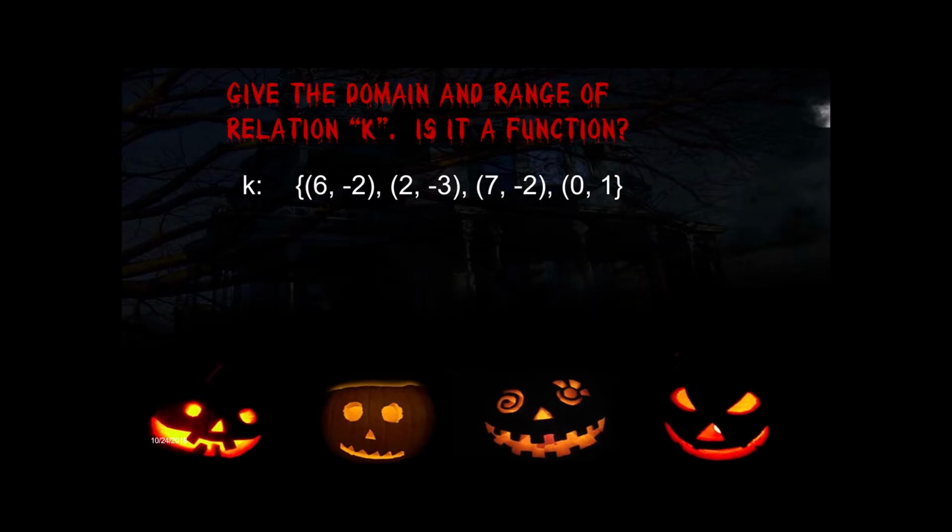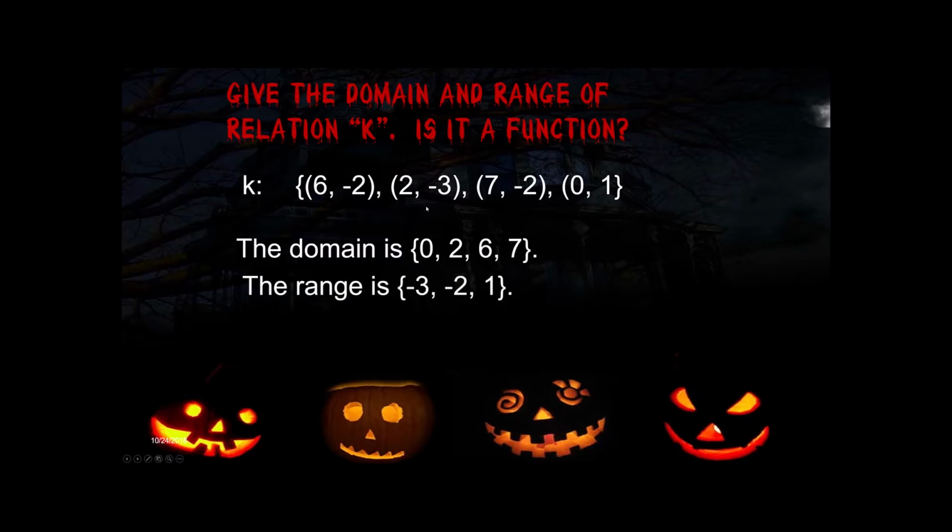I'd suggest taking a second and pausing the video and trying this with relation K. See if you can find the domain, see if you can find the range, and then once you've done that, see if you can determine if it is a function or not. I'm going to assume you've already done that, and I'm going to go ahead and walk through this. The domain is the first value, so I have 0, 2, 6, and 7. Notice I put them in order from smallest to biggest. My range is -3, -2, and 1. Notice again I put them in order from smallest to biggest, and I did not list the -2 twice. Is this a function?